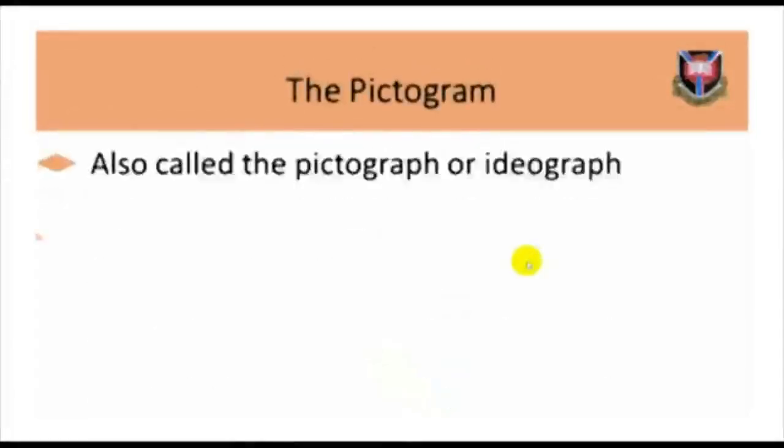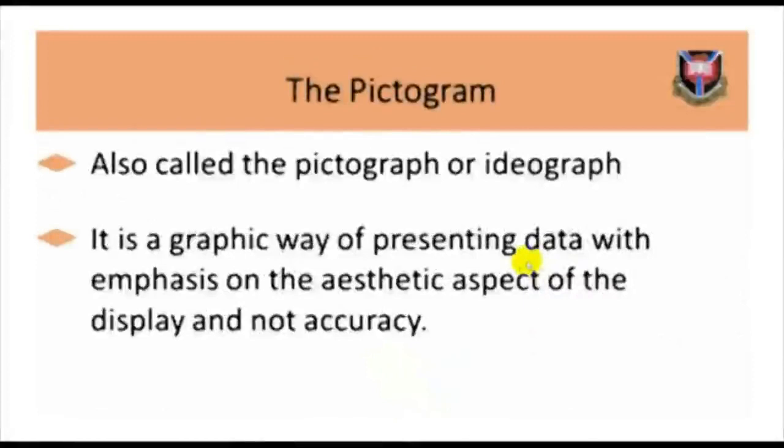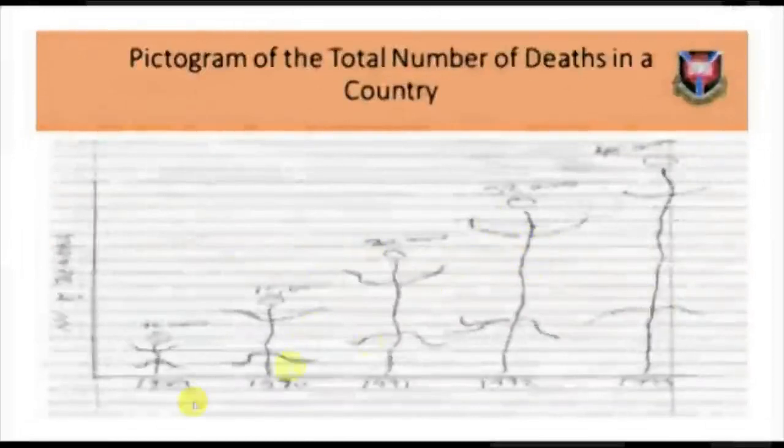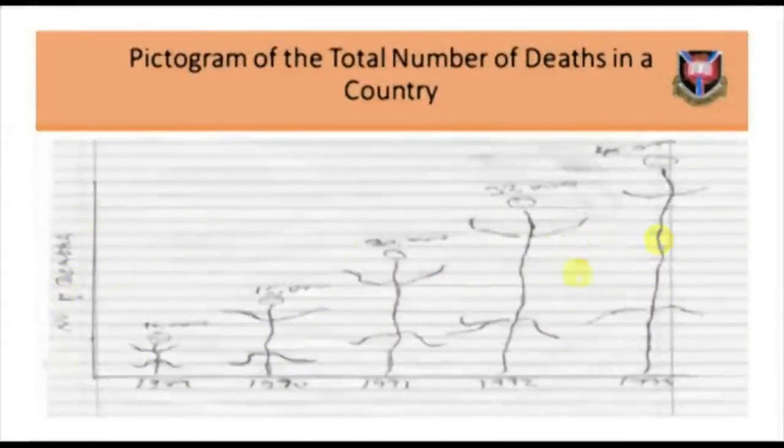The pictogram. The pictogram is also called the pictograph or ideograph. It is a graphic way of presenting data with emphasis on the aesthetic aspect of the display and not accuracy. The symbol or picture chosen for any set of data must have relationship or resemblance with the concept being portrayed. For example, look at figure 8.2. It shows the pictogram of death recorded in table 7.1.